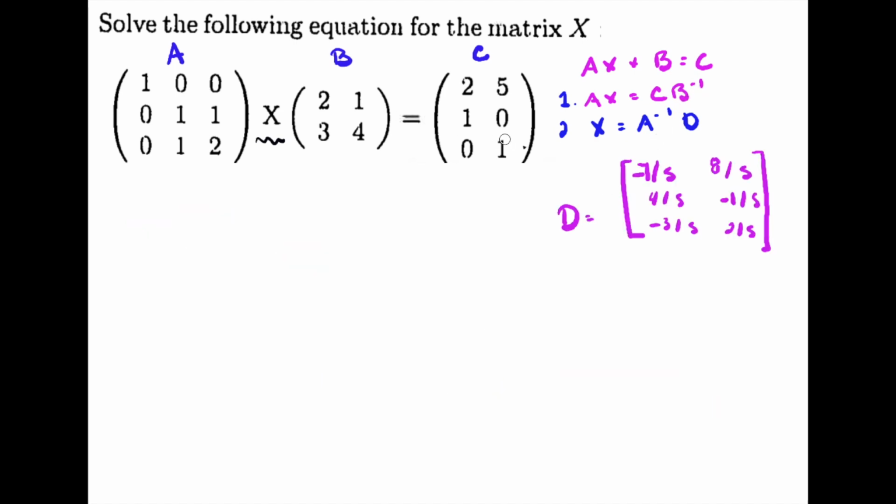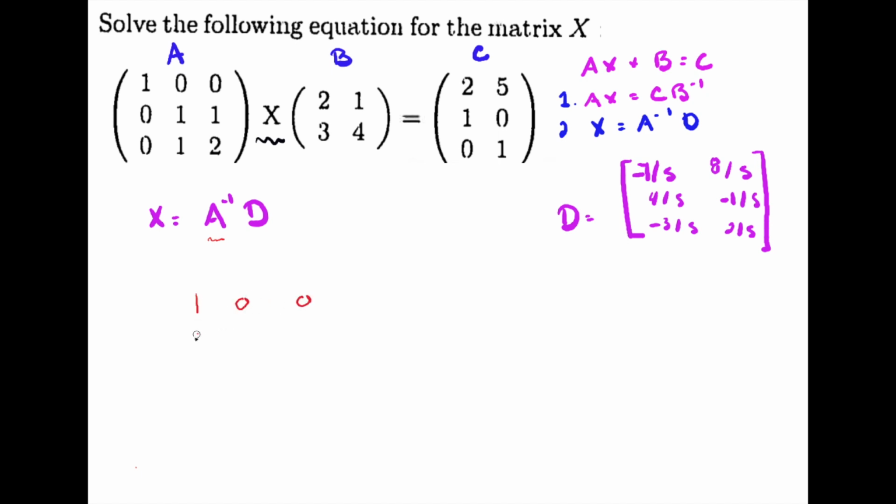Okay, we're almost done. So for the last part, we have X is equal to the inverse of A times D. We already know what D is, so all we have to go ahead and do is find the inverse of A. I haven't actually talked about this method, but we're just going to go ahead and use it.